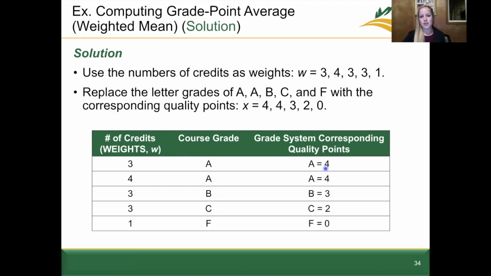Okay, so we were told these in the problem, where an A is worth 4, B is worth 3, C is worth 2, and F is worth 0. Okay, so far for the number of credits, that's the same thing as thinking about the weight of that course. Now for each course grade, this is equivalent to these corresponding quality points. Let's keep going with the example now.